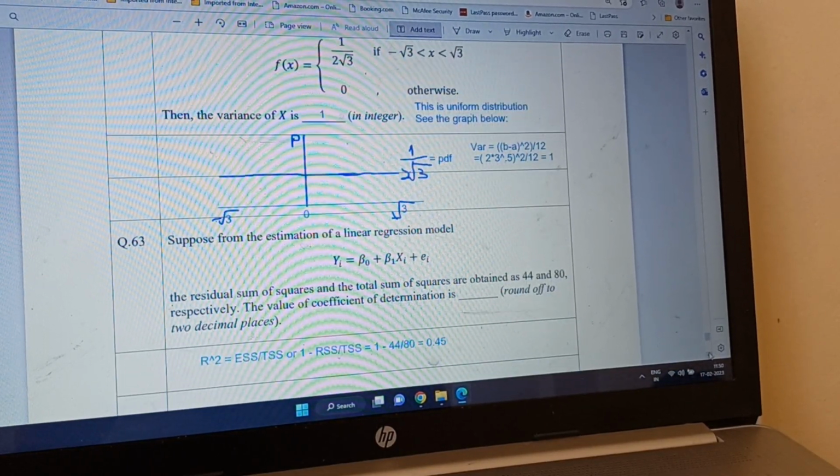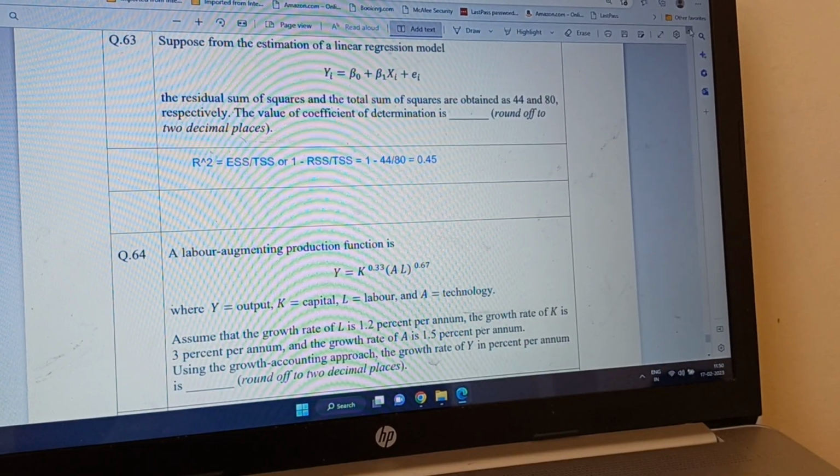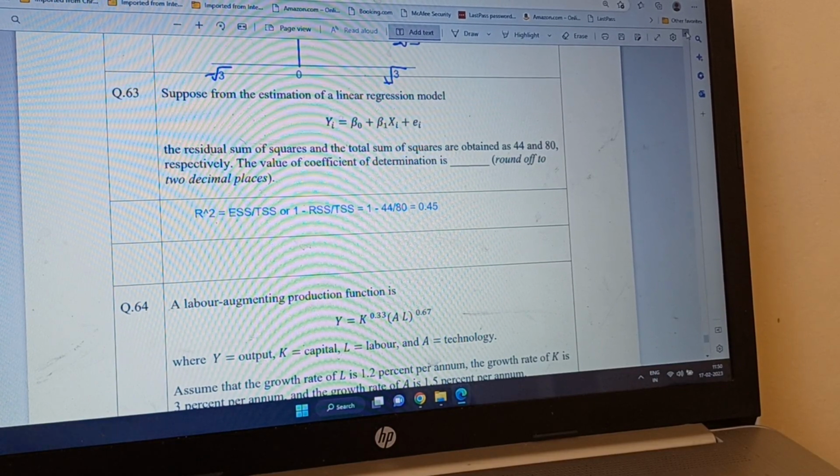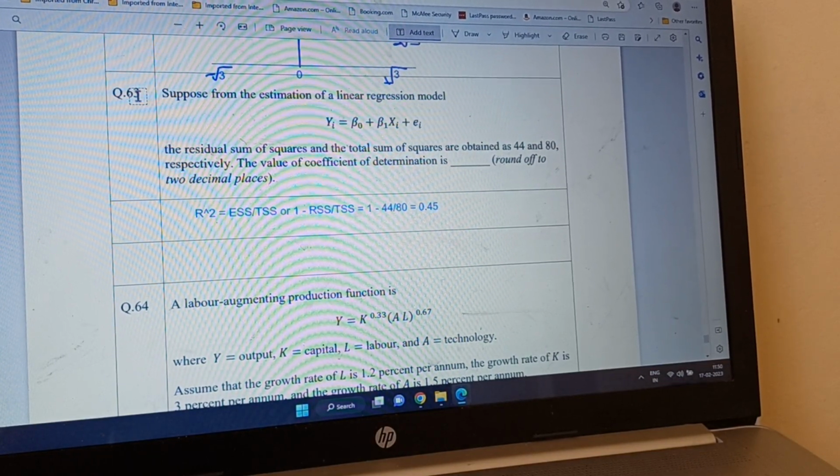Many people make mistakes in the rectangular distribution, though it is one of the easy distributions, because people read it casually, and that's why they make mistakes. Let's go to question number 63.